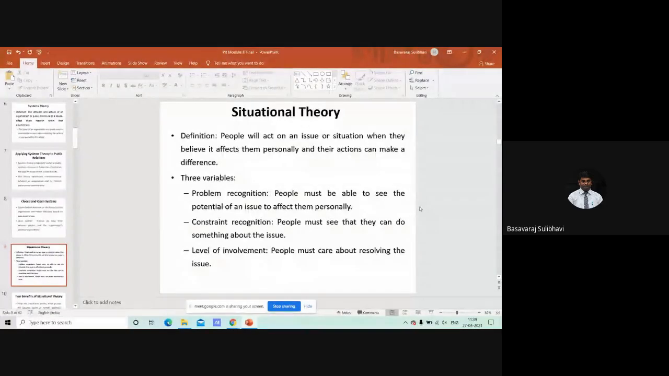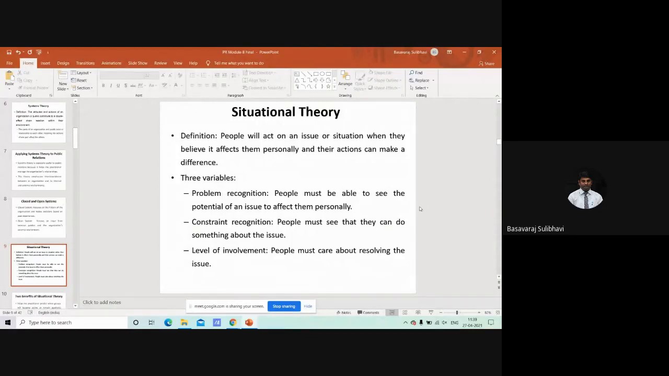Fine. So if we go through the definition, it says that people will act on an issue or situation when they believe it affects them personally. As I told you, if it is very personal to them, and the matters are very much related to the person and his personality, then he is going to give more attention towards that, and their actions can make a difference. That is what we have in situation theory: the issues which are related to the person, and you can expect certain actions out of the situation which has been created.